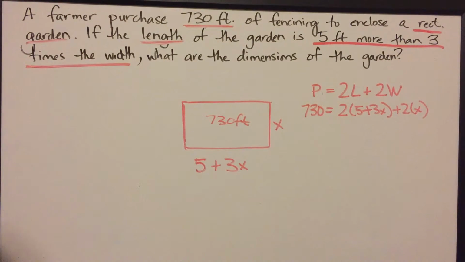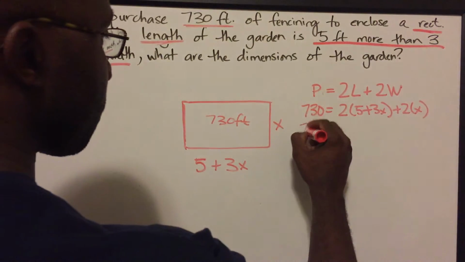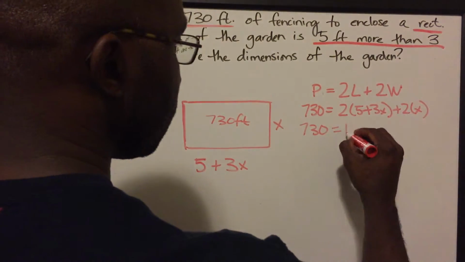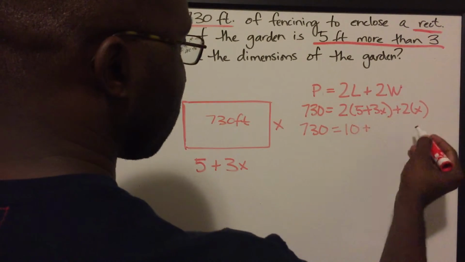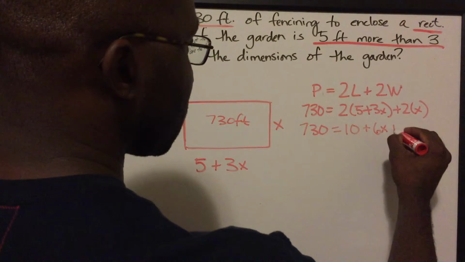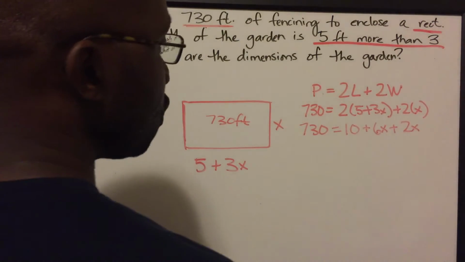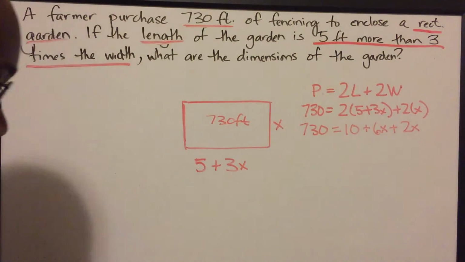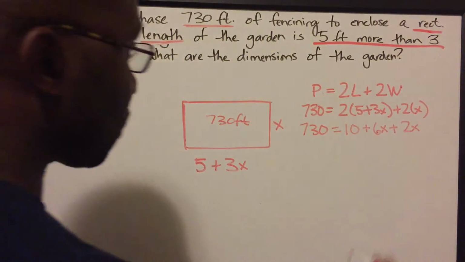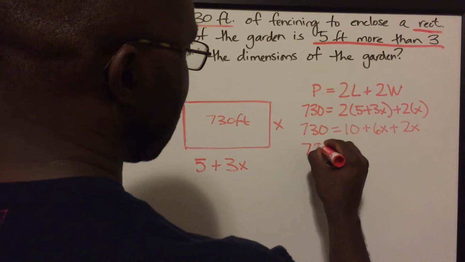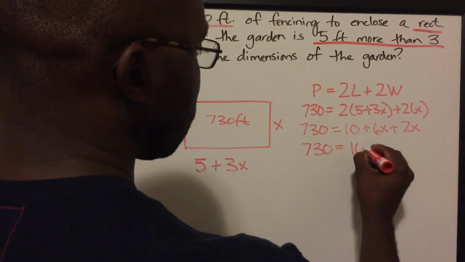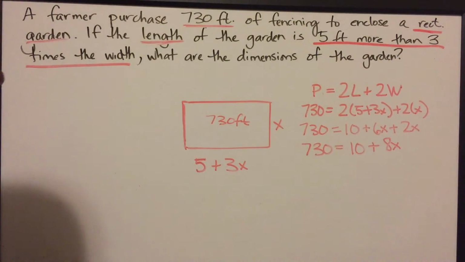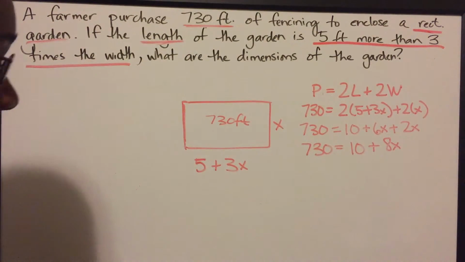Once we distribute all that, 730 is equal to 10 plus 6x plus 2x. Then we do some simplifying, because over here we see that we have 6x and 2x, and that is going to equal 8x. So this is 730 is equal to 10 plus 8x. Now we can subtract 10 from both sides.